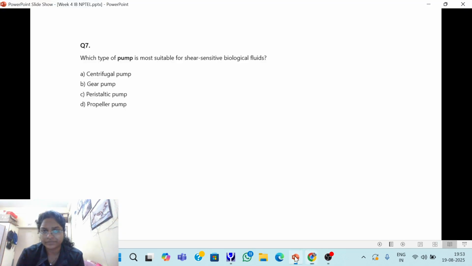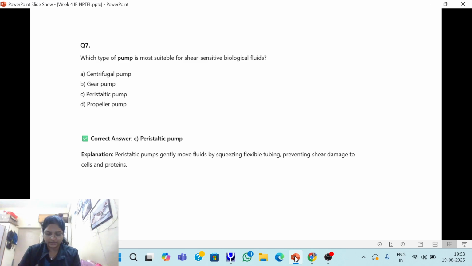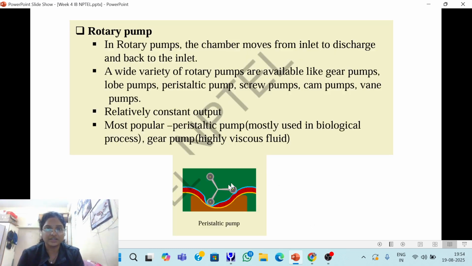Okay, let's see what the correct answer is. It is C, peristaltic pump. Peristaltic pumps gently move fluids by squeezing flexible tubing, preventing shear damage to the cells and proteins. That is why it is used for biological fluids. Here you can see what a peristaltic pump looks like.